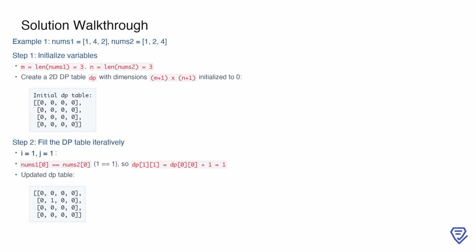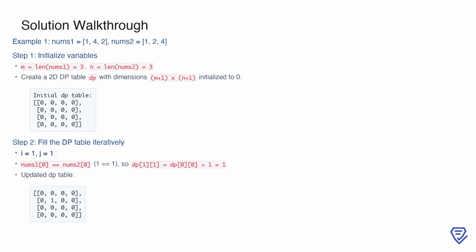Next, we construct a two-dimensional dynamic programming table, or DP table, with dimensions m+1 by n+1, filling it initially with zeros. This table allows us to keep track of the maximum number of uncrossed lines we can achieve up to each pair of indices in nums1 and nums2.